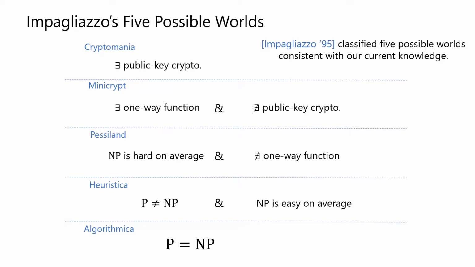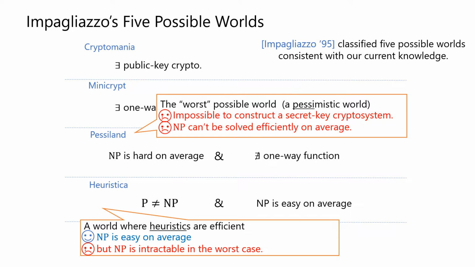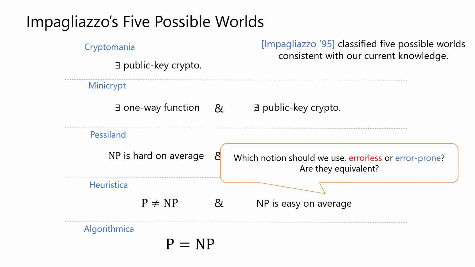There is a very influential paper about average case complexity written by Impagliazzo. He proposed 5 possible worlds that are consistent with our current knowledge on cryptography and complexity theory. For example, pestilence is the worst possible world in which NP is hard on average, but there is no one-way function. Similarly, heuristica is a world where there are efficient heuristics for NP, in the sense that NP is easy on average, but NP is hard in the worst case. Now, in order to formalize these two worlds, we need to decide which notion we should use, errorless or error-prone. Therefore, it's quite natural to ask whether these two notions are equivalent to each other.